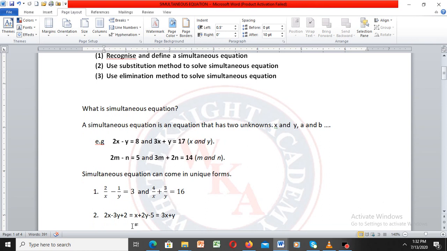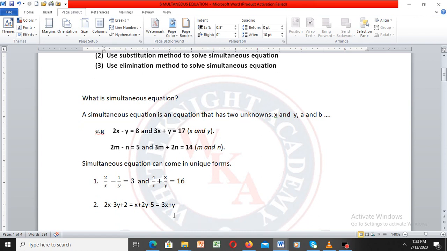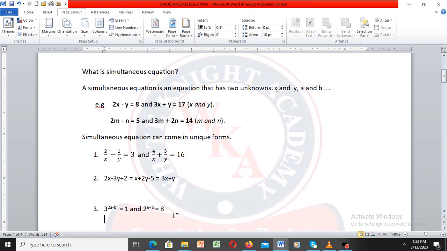Now, another way we can have simultaneous equation is this. You have 2x minus 3y plus 2 is equal to x plus 2y minus 5 is equal to 3x plus y. Now, many of you might not be able to know, if you are not told, that this is a simultaneous equation. It is actually. Of course, number one, we have x and y as unknowns. Then number two, we can break it down. And in the next class, we're going to be treating an example of this sort.